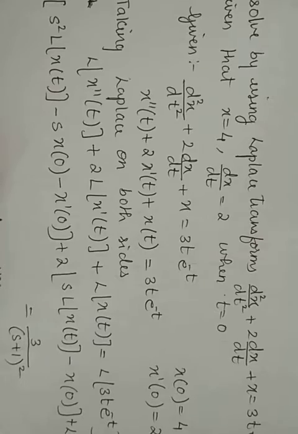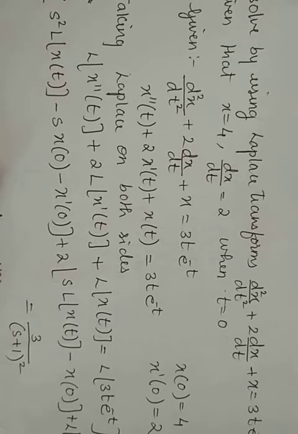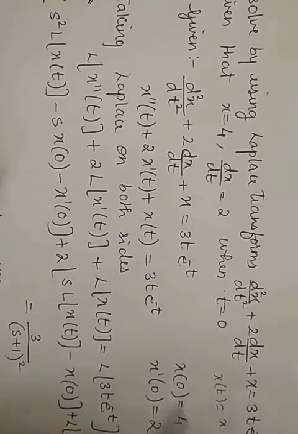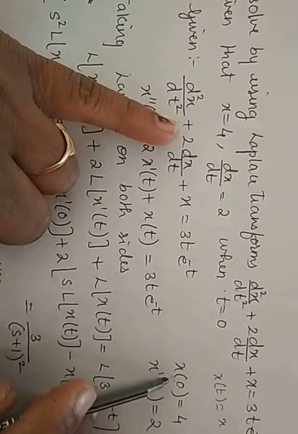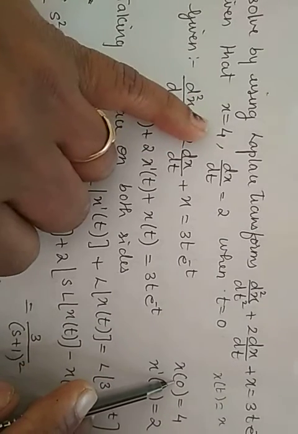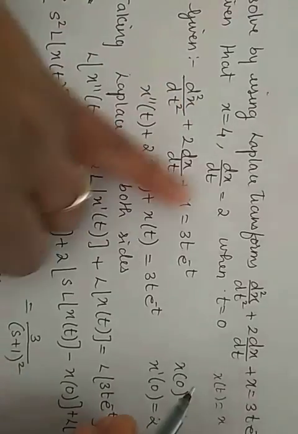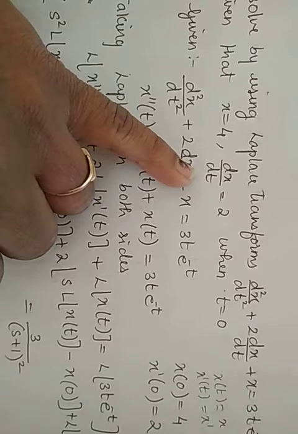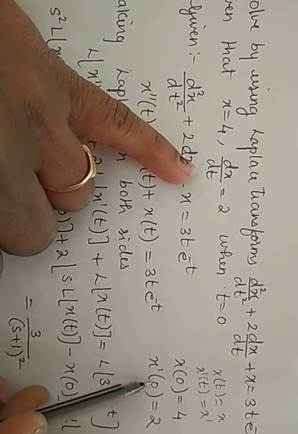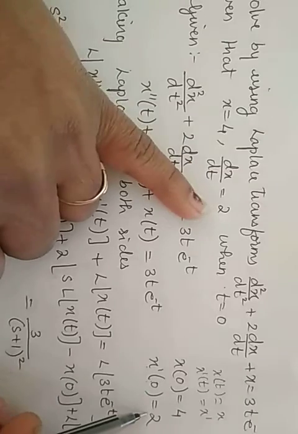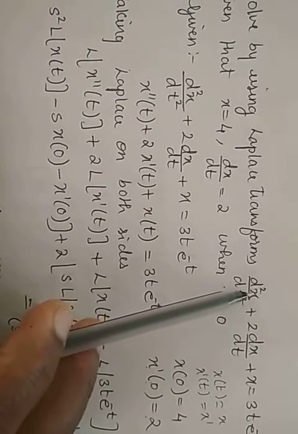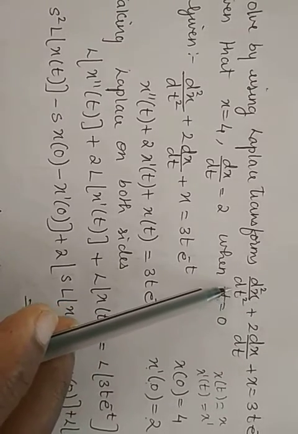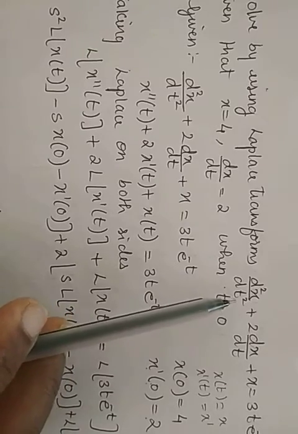Now what are those conditions meant as? Usually we write this condition as x of t, where t is 0, x of 0 is how much? 4. Likewise dx by dt means x dash of t, and t is 0, so x dash of 0 is how much? 2. Here the difference between the previous two videos and this is that in place of y it is x now, and the function is with respect to t only.